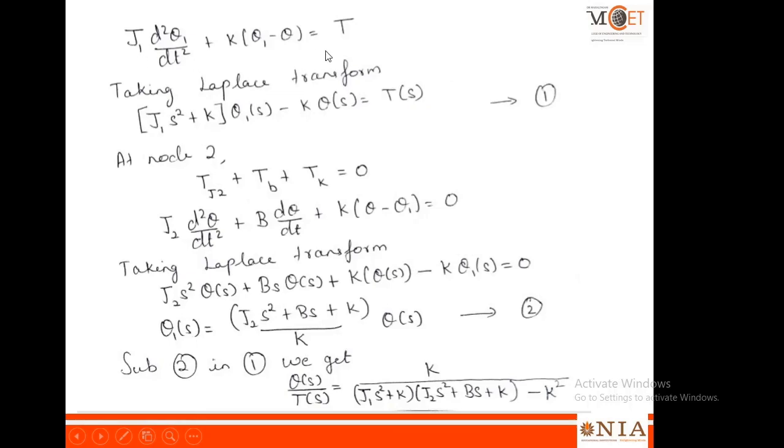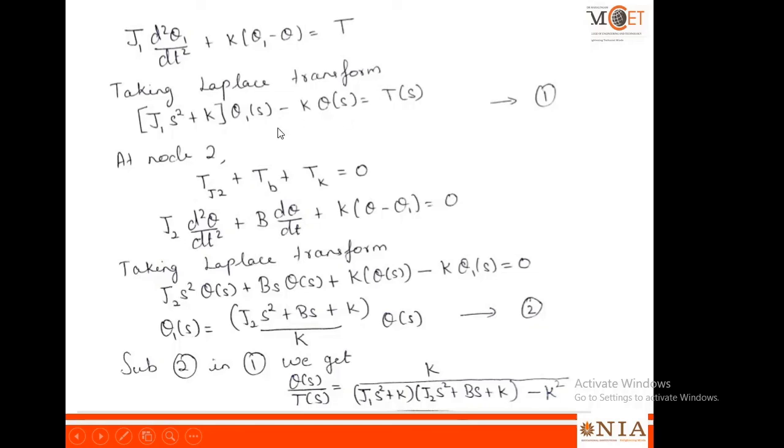So you just write the torque equations here. It is J1 into d square theta 1 by dt square plus K, which was connected between node 1 and node 2. So the displacement is theta 1 minus theta, is equal to the applied torque T. When you take the Laplace transformation, J1 and K are constants, so J1 will be as such J1. Laplace on this gives S square into theta 1 of S. Then K into theta 1 of S minus theta of S. I have taken the theta 1 of S component and the theta of S component separately, is equal to T of S.